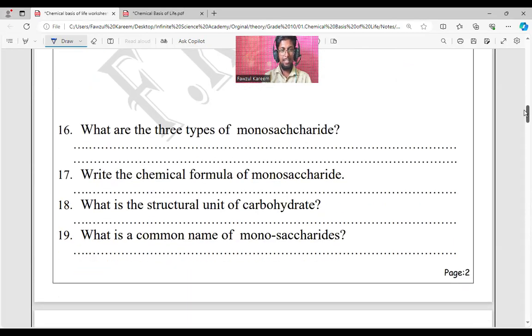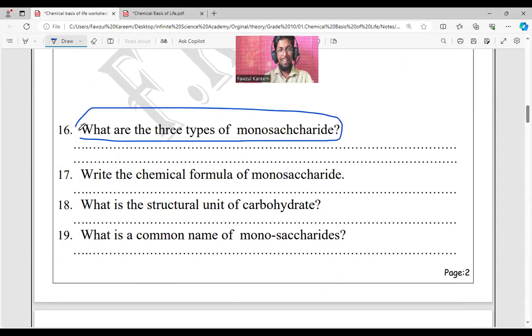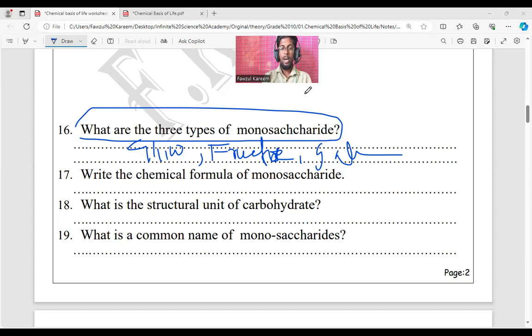What are the 3 types of monosaccharide? Rashida Amani, have you finished drawing, my dear? Yeah, already finished. Okay, okay. What are the 3 types of monosaccharide? Now you have just written it, right? Can you say what are the 3 types of monosaccharide? Glucose, fructose, and galactose. Yes, okay. Yes, Anusha. Yes, very good. If you have any doubt, you can ask me, right? Yes, Ikra. Yes, very good. Glucose and fructose and galactose.